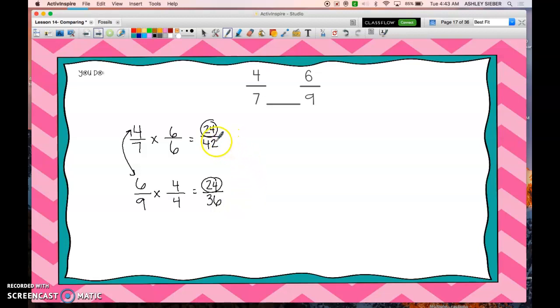So, same numerators means the same number of parts are colored. The bigger the denominator, the smaller the pieces. So 42 pieces are smaller than 36 pieces because my rectangles are the same size. So 24 36ths is the greater fraction, so 6/9 is the greater fraction. So 4/7 is less than 6/9.